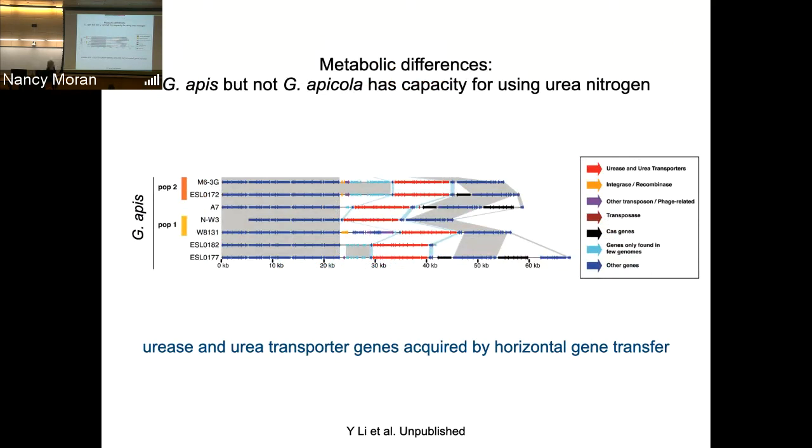And then in the other direction, Gilliamella apis, but not apicola, can use urea nitrogen. So basically, it has these extra genomic islands that allow it to take up urea and utilize it. And so that's one thing it can do that apicola can't do. So they have these differences in their capabilities.